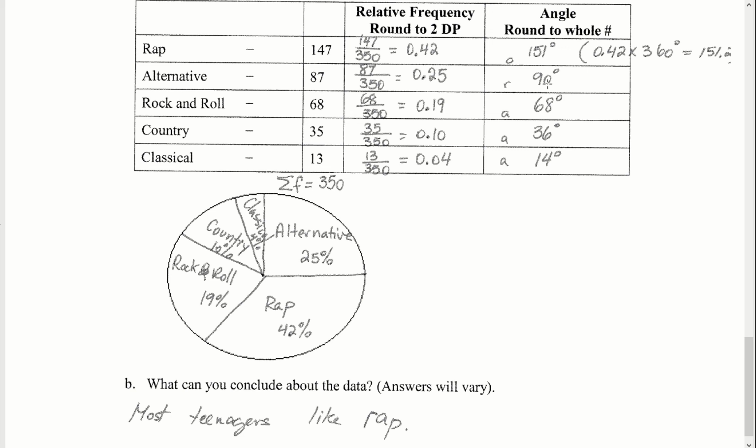And correspondingly, if you're looking at the size of these wedges, the central angle, this is our 90-degree angle here. Rock and roll would have a central angle of about 68 degrees. Country has an angle of about 36. And classical would have an angle of about 14.